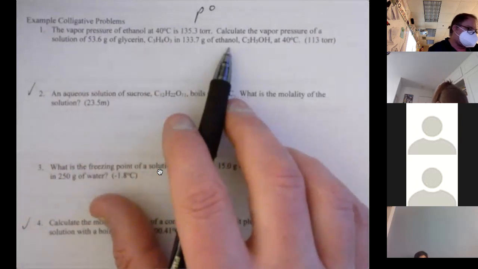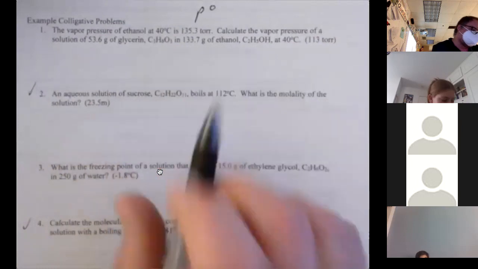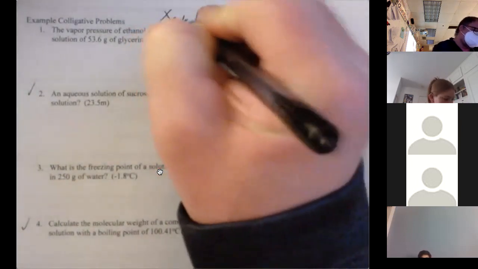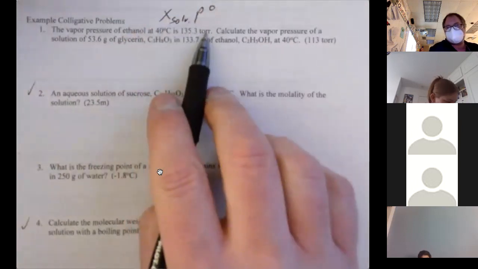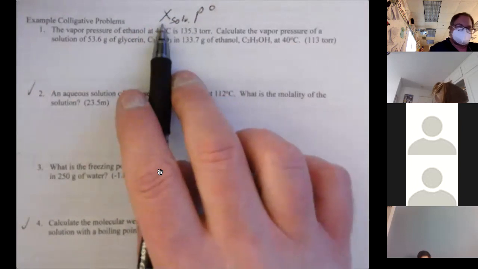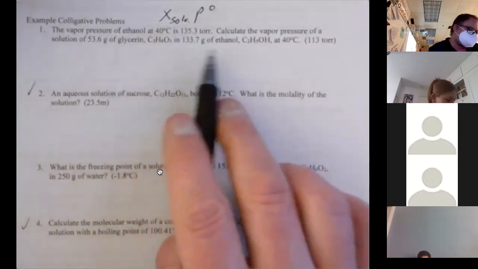So right there, we know that we're looking at the vapor pressure of ethanol. So this is our solvent. Remember, we need to get the X of the solvent and then multiply it by this P naught here. So the X is the mole fraction. The first thing I'm going to do is find the number of moles of ethanol.